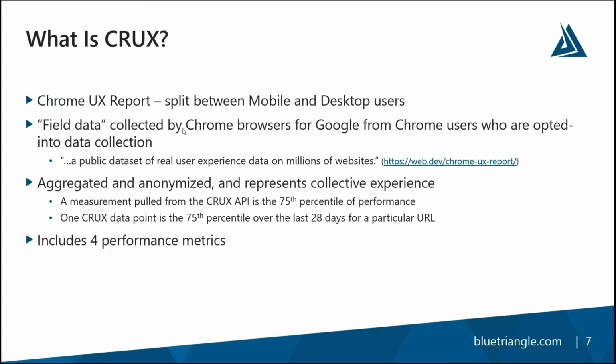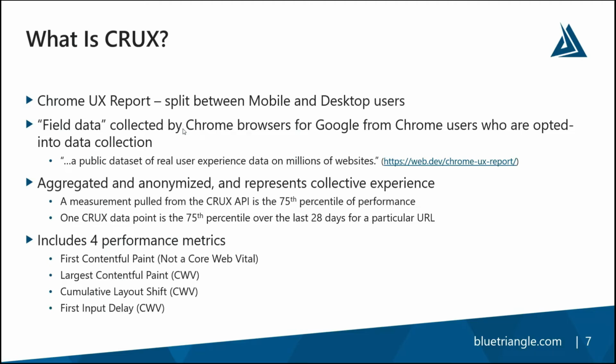The other thing is that CRUX is a collection of 4 performance metrics in particular. So it's aggregated, anonymized, collective experience data for 4 different performance metrics. And those are first contentful paint, which is not a core web vital, and then LCP, CLS, and FID, which are all core web vitals.